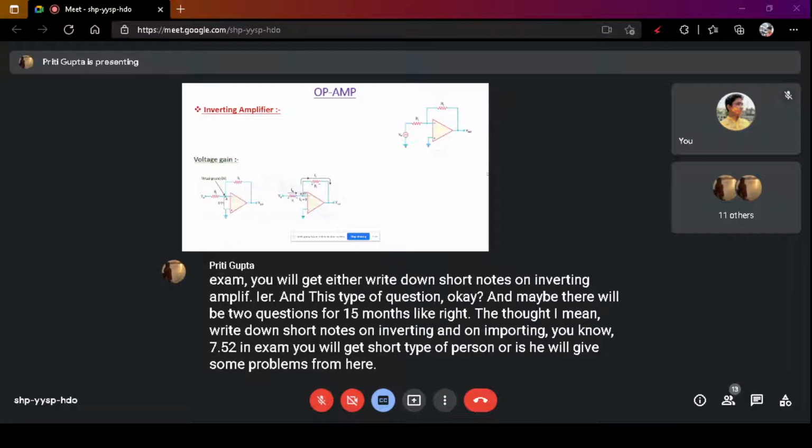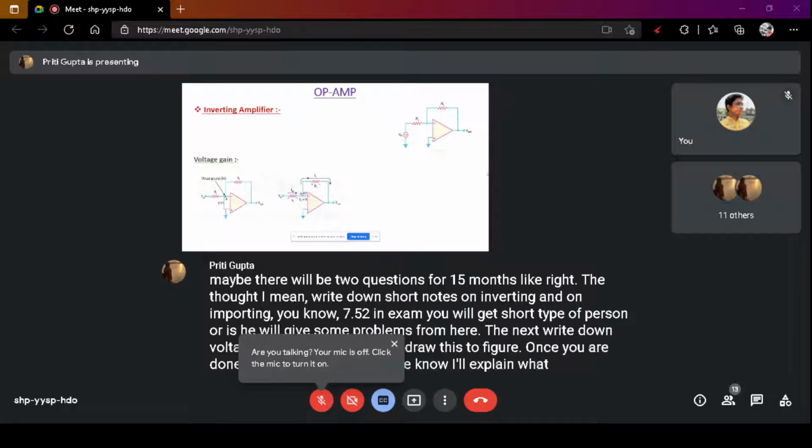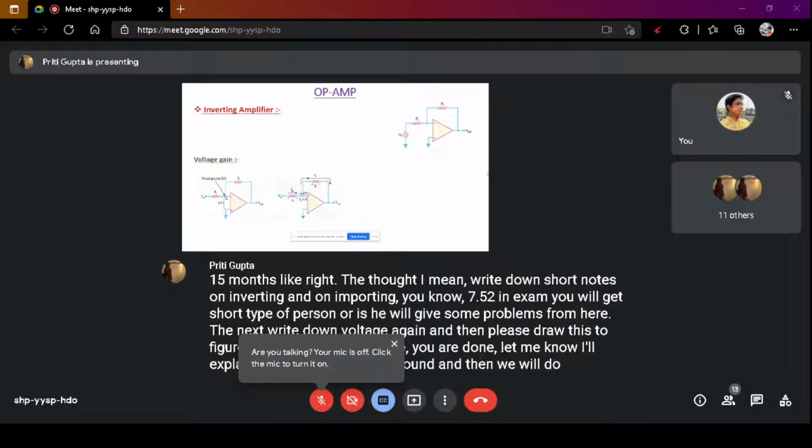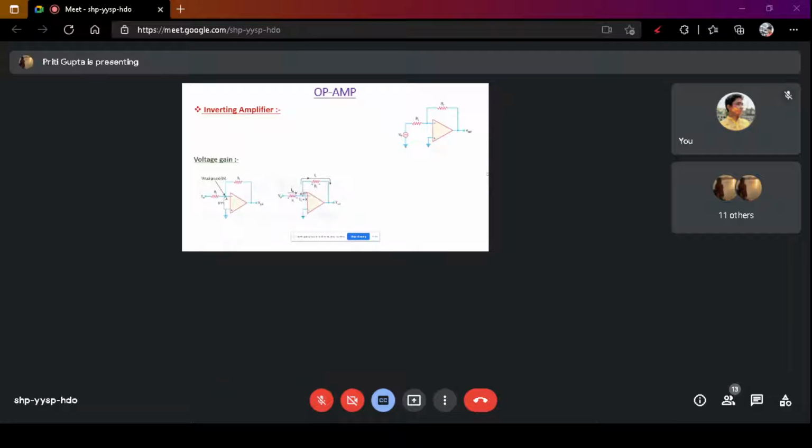So next, write down voltage gain, and then please draw these two figures. Once you are done, let me know. I'll explain what is virtual ground, and then we will do the calculation. Ma'am, both the figure? Yes, both figures are important.